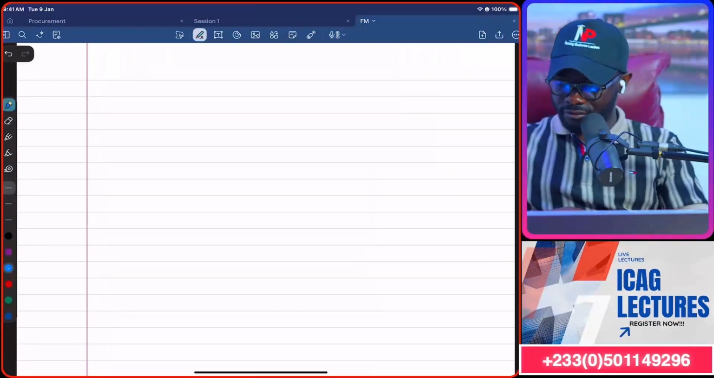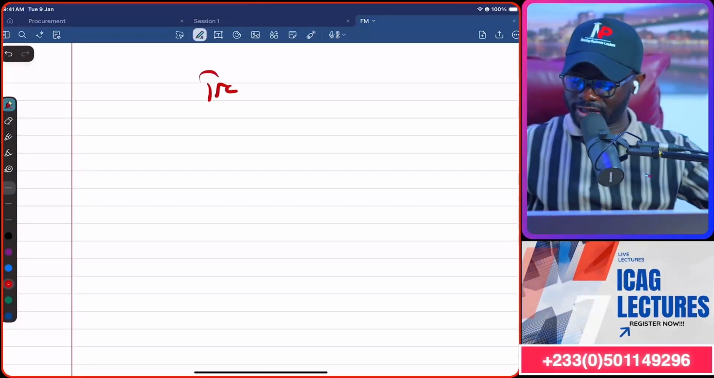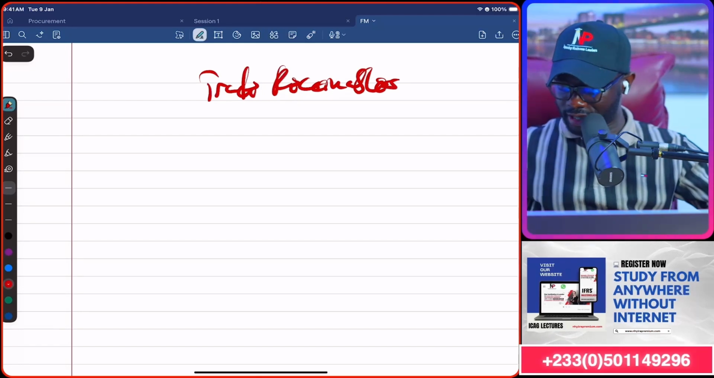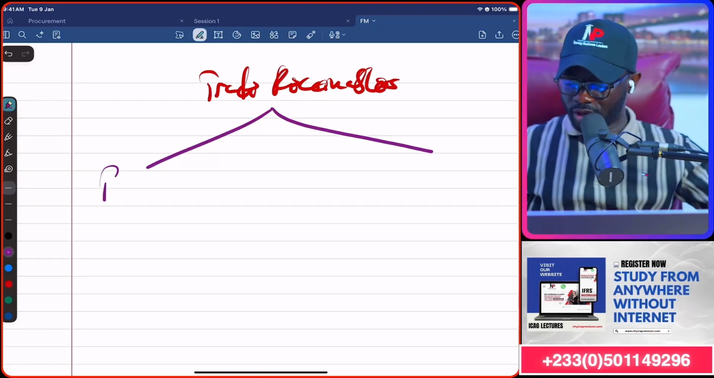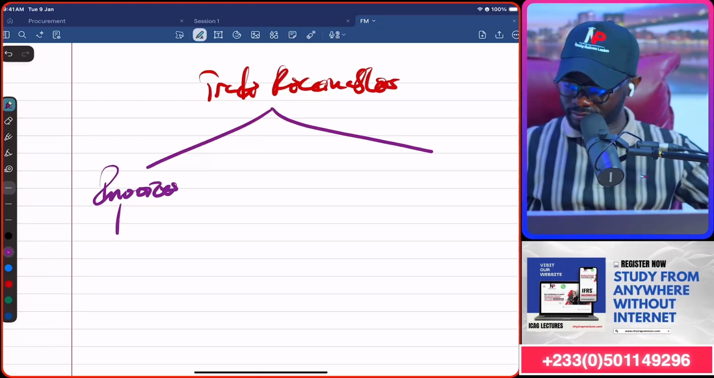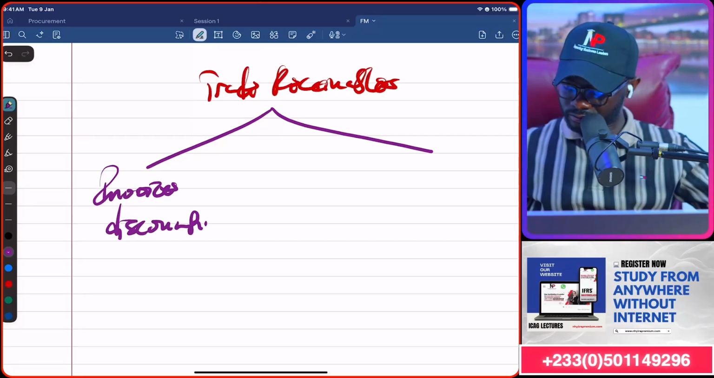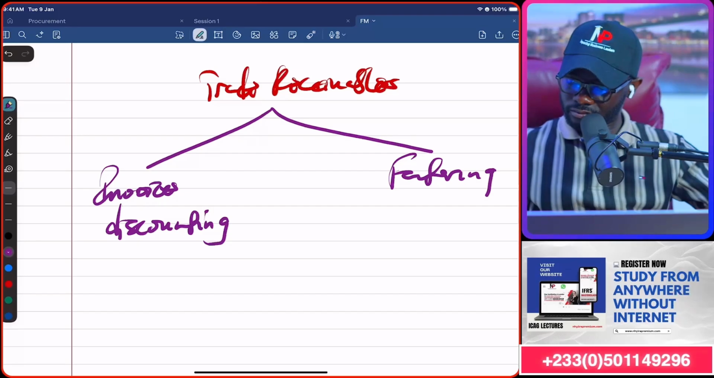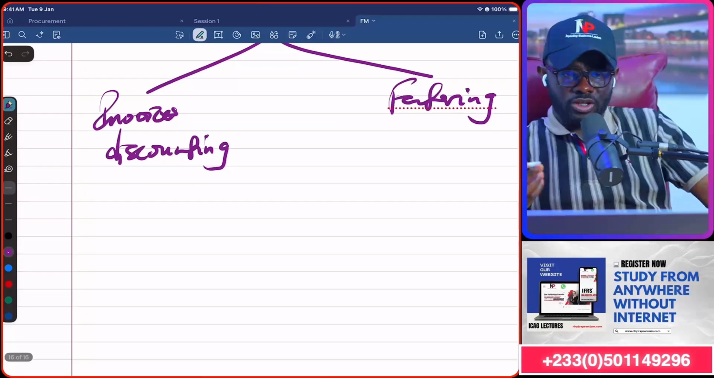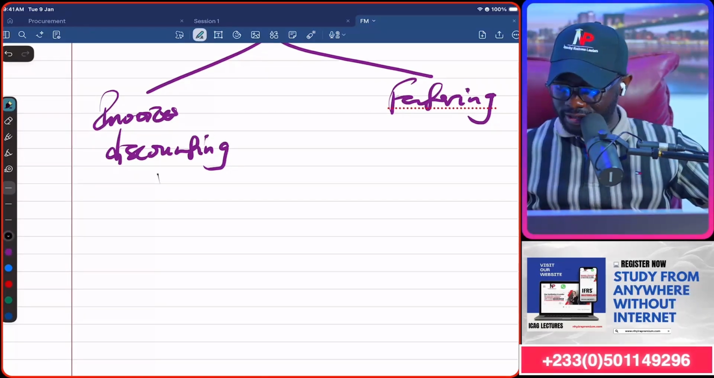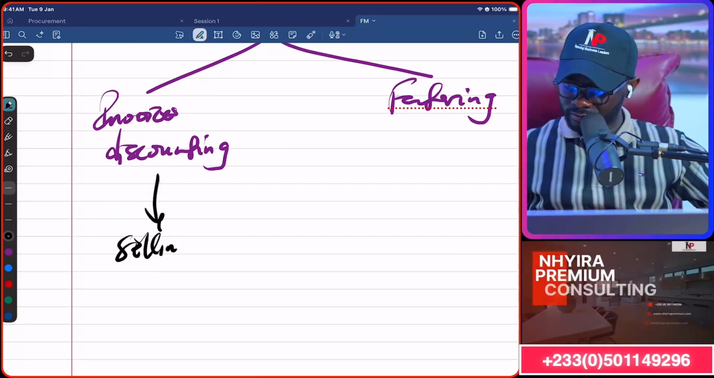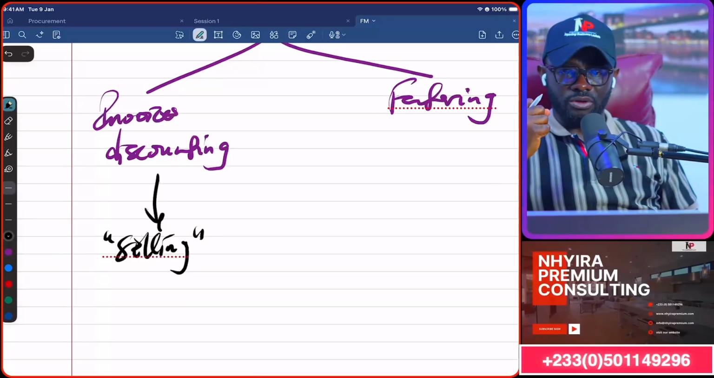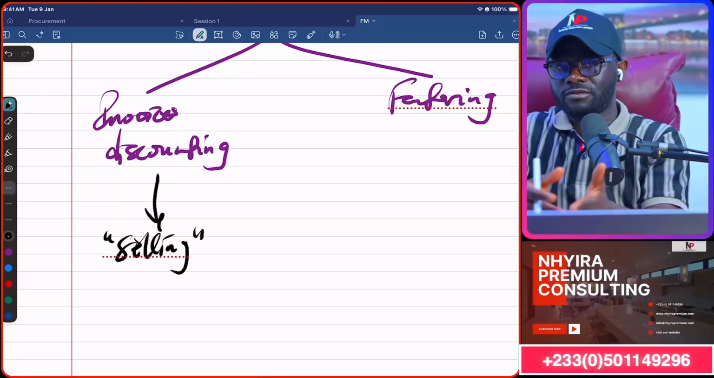So when it comes to trade receivables, there are 2 ways we can manage it. So this is a reading aspect. We can do invoice discounting or factoring. Now, what is the difference between the two? Invoice discounting means selling, literally, our trade receivables for an amount below the face value.